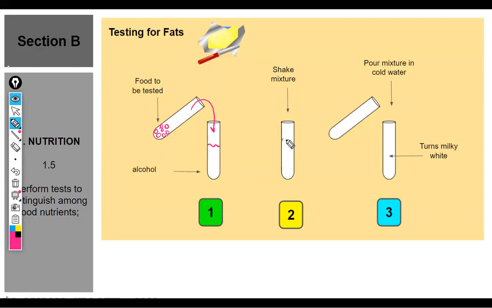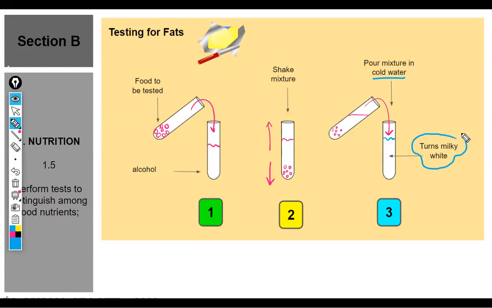And then you're going to take this alcohol and food mixture and shake it, so it's really, really well mixed. And then you have to take this mixture of the alcohol and the food and pour it into cold water. It has to be cold water. And if the whole thing turns milky white, then that particular food has fats in it.